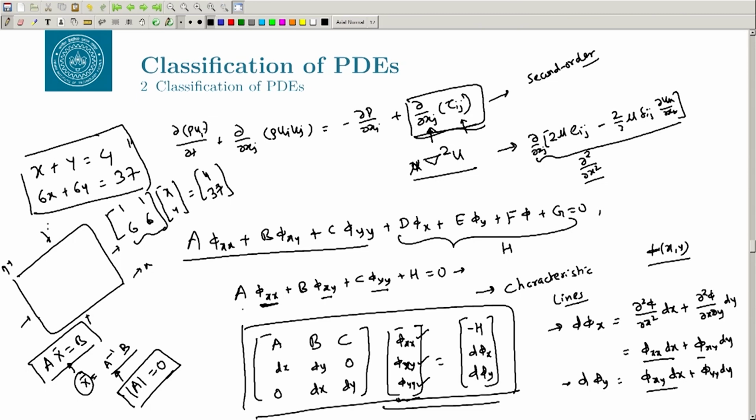So, using the same logic, if we are interested in finding the regions for which the solutions of phi x x, phi x y and phi y y do not exist, what we need to do is see where the determinant goes to 0. And wherever the determinant goes to 0, there the solution will either not exist or not be defined, or you cannot find a unique solution, right. And those regions will be our characteristic lines.